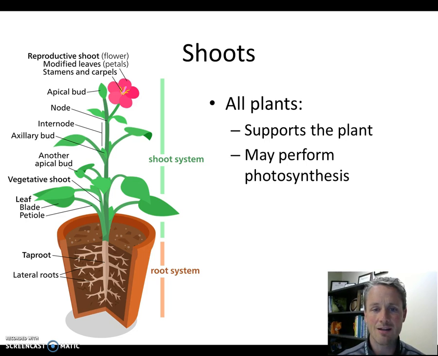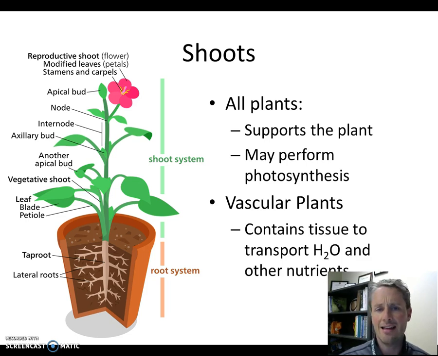In the aquatic environment, the plant structure could float, and it didn't need a rigid shoot to hold it in place or give it the correct orientation, right? So in the absence of water and buoyancy, plants needed a rigid structure to hold it in place, and that's what the shoots are for.